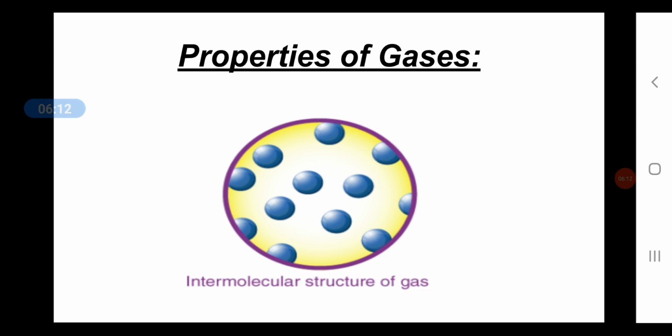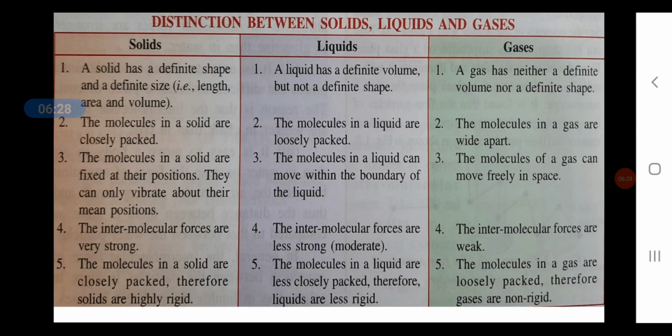Now, these are all the properties of the solids, liquids, and the gases which are explained on page number 9 in your book, that is the distinguishing properties of solids, liquids, and gases. On page number 6 also, there is a table which distinguishes between the solids, liquids, and gases. You can study from this table also.